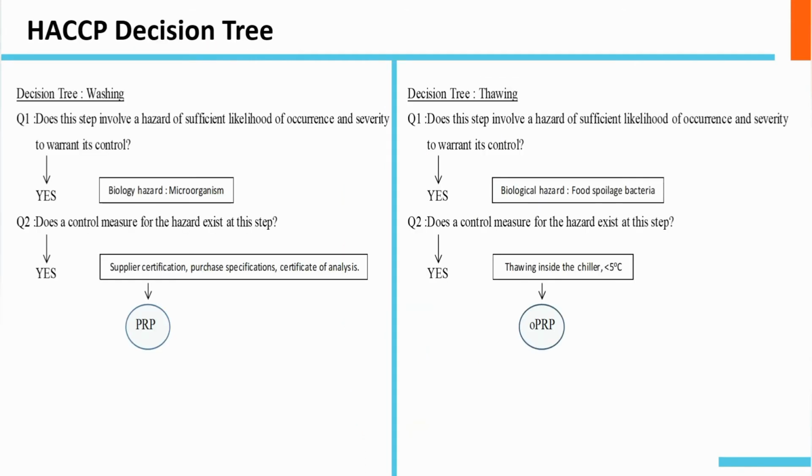The first decision tree is washing, which involves a biological hazard, microorganism. The control measure for the hazard is supplier certification, purchase specification, and certificate of analysis. Therefore, this step is PRP. Next, decision tree for the thawing step. Thawing involves a biological hazard, food spoilage bacteria, and the control measure is thawing inside the chiller at less than 5 Celsius. Therefore, this step is considered as OPRP.